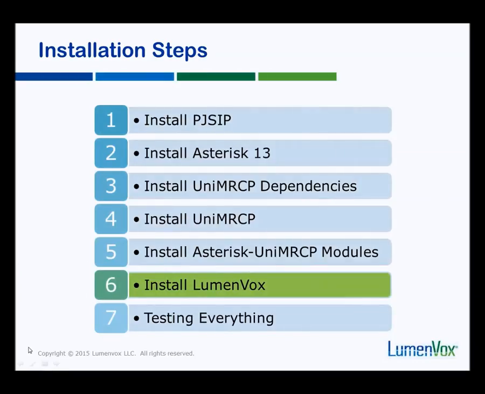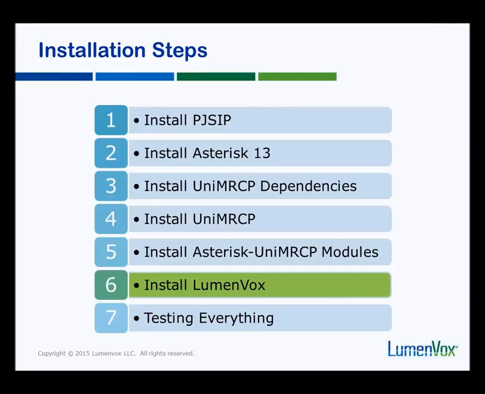You may recall from our previous videos we have done various installation steps, including PJ-SIP, Asterisk. We got all of those working, and then we installed the UniMRCP and the Asterisk UniMRCP modules. Now this current episode is an interesting step because it could be used in isolation just to install the LumenVox speech services on an existing Asterisk machine or any other type of Linux machine.